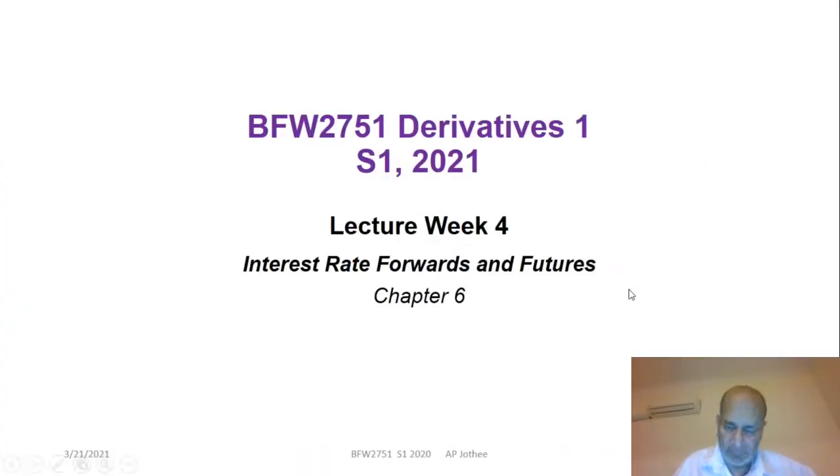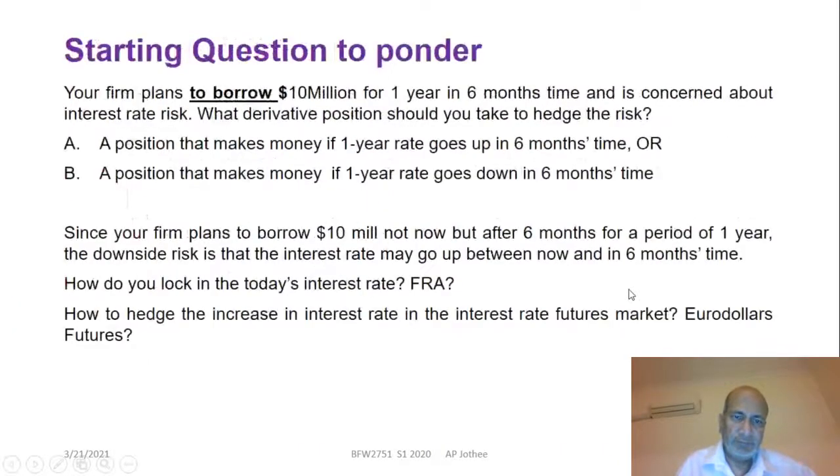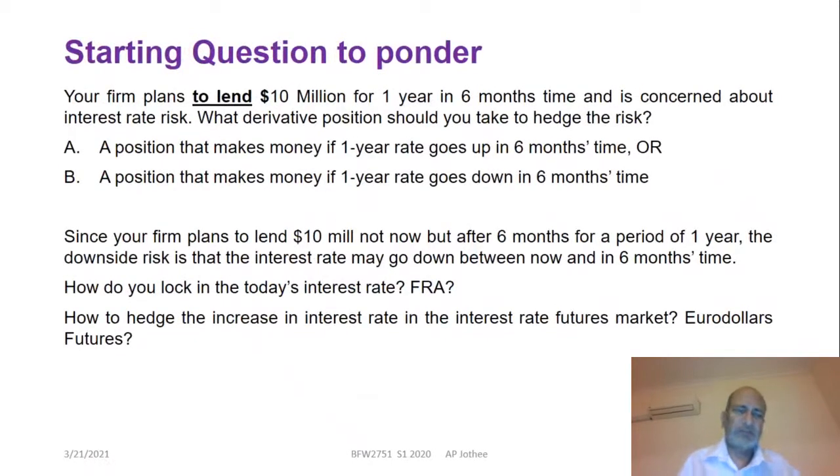Okay, we'll continue. Now, the second question. Your firm plans to lend. Earlier we saw your firm plans to borrow. Your firm plans to lend 10 million for 1 year in 6 months' time and is concerned about the interest rate risk between now and the 6 months. What derivative position should you take to hedge the risk? A position that makes money if the 1 year rate goes up in 6 months, or a position that makes money if the 1 year rate goes down?